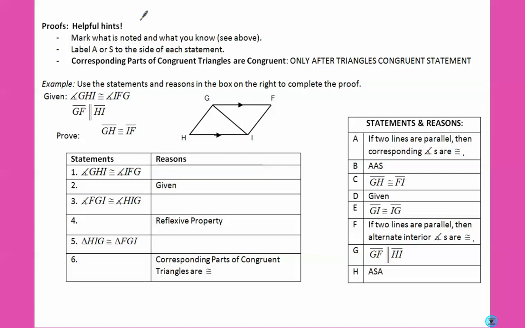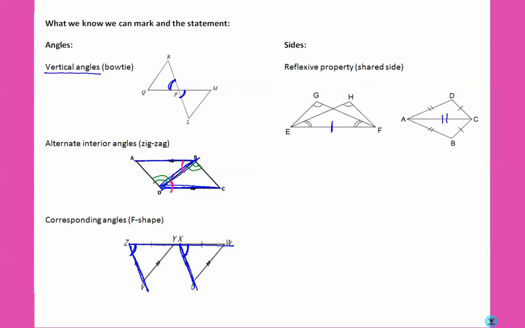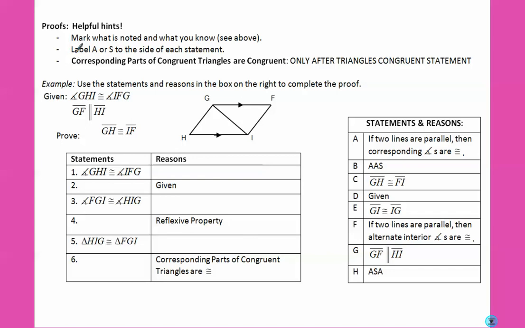So for proofs, a big helpful hint is to mark what is noted and what you know. Label angle or side so that you know which part you're looking at to figure out your congruent statement. And corresponding parts of congruent triangles are congruent only after the triangle congruent statement. So always start with the given information.